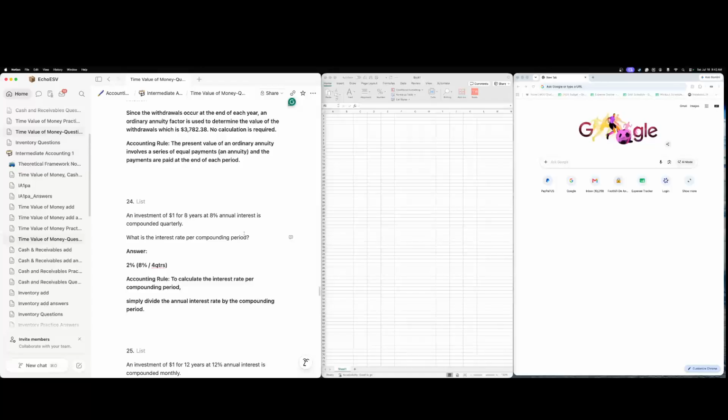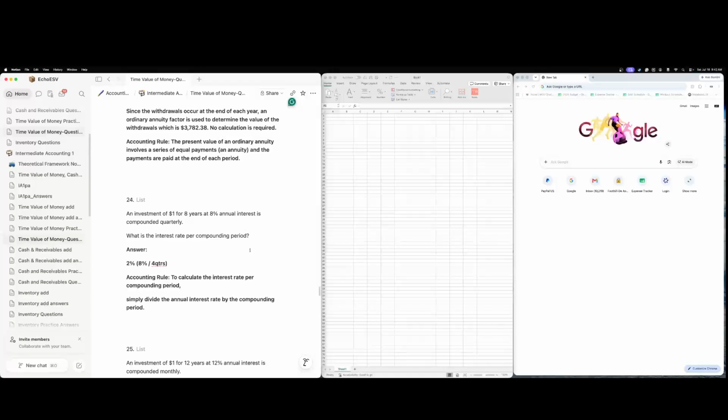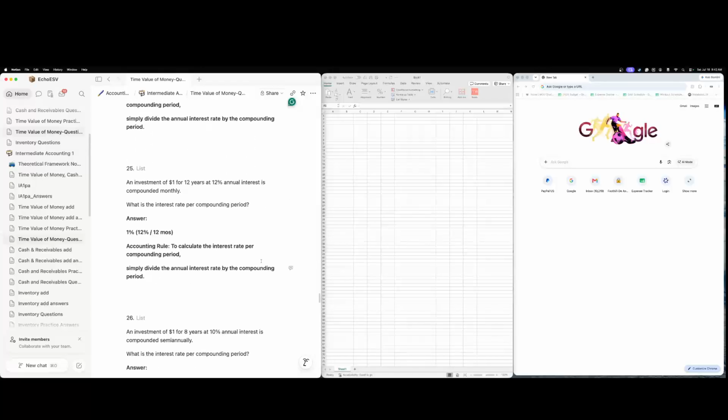An investment of $1 for 8 years at 8% annual interest compounded annually. So they have an 8% annual interest, and there are 4 compounding periods. Because it's quarterly, there are 4 compounding periods of 8%, so each compounding period is 2%. What is the interest rate per period? 2% is the compounding interest rate per period.